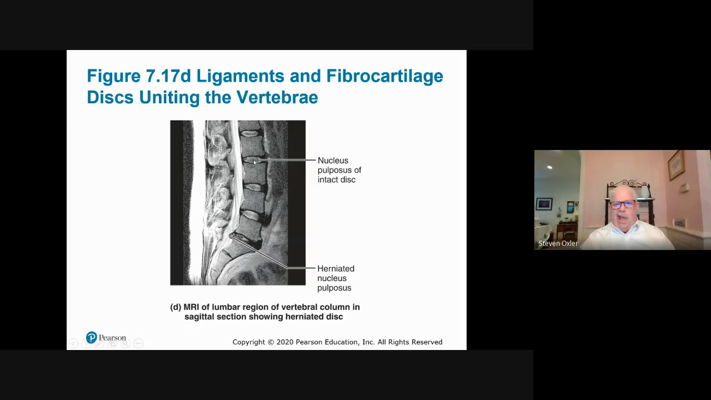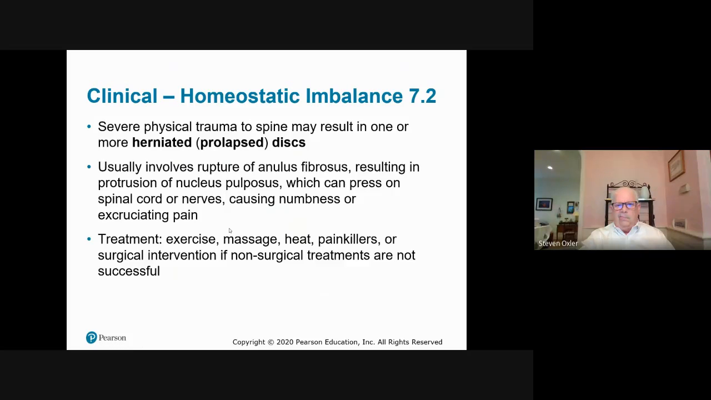When you have a herniated disc, the gelatinous material comes out. And what's this? This is the spinal cord. Okay? And so it can impinge on your spinal cord when you have a disc problem and cause severe pain radiating down both legs. All right?